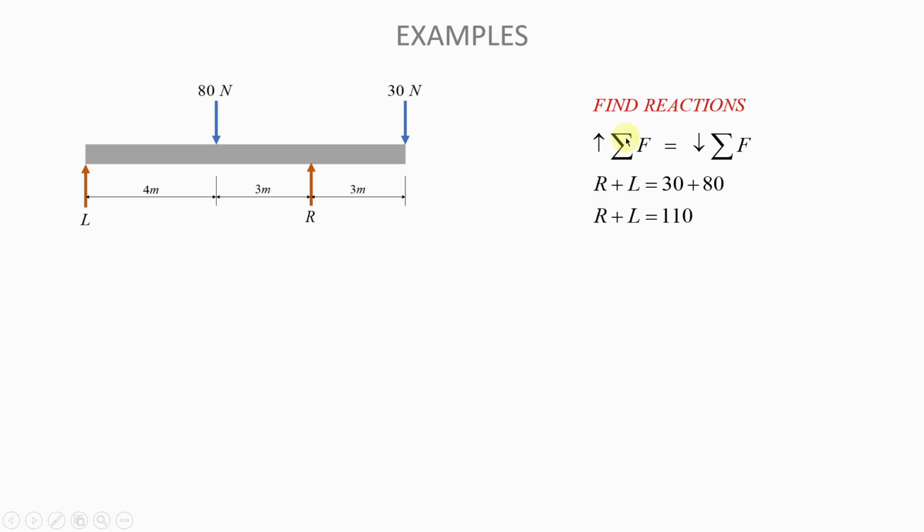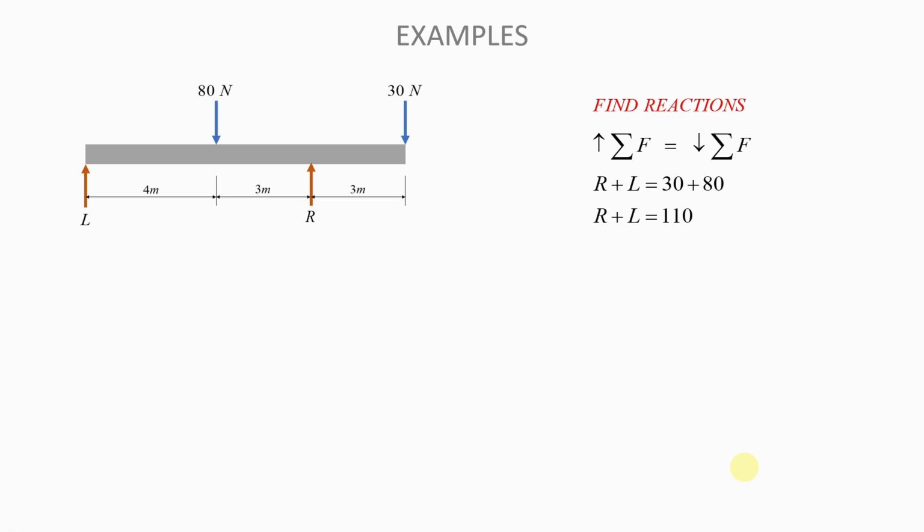R plus L, the sum of the forces that are pointing up, must be equal to the sum of the forces that are pointing down, which is 30 plus 80. So R plus L is therefore equal to 110. This is the first equation that we will use in solving for R and for L. It's a force equation: the sum of the forces pointing up must be equal to the sum of the forces pointing down.